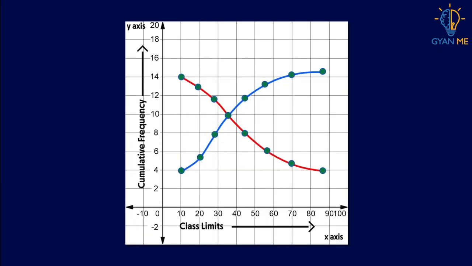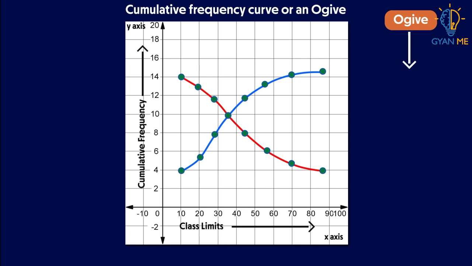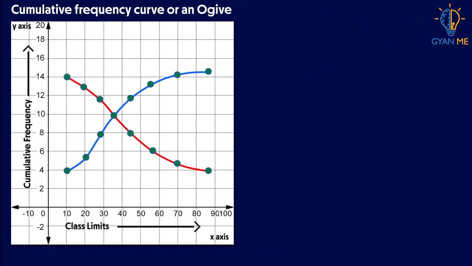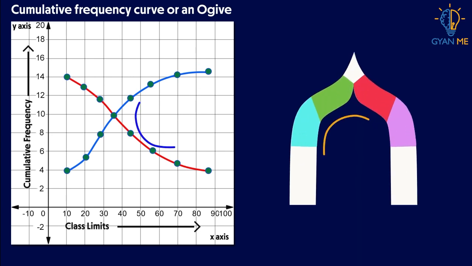In statistics, such a graphical representation of cumulative frequency table is called cumulative frequency curve or an ogive. The term ogive is derived from the word ogee. And do you know students what is an ogee? Actually students, ogee is a shape of arc that you see on your screen. Such an arc is formed by intersection of two S-shaped curves.